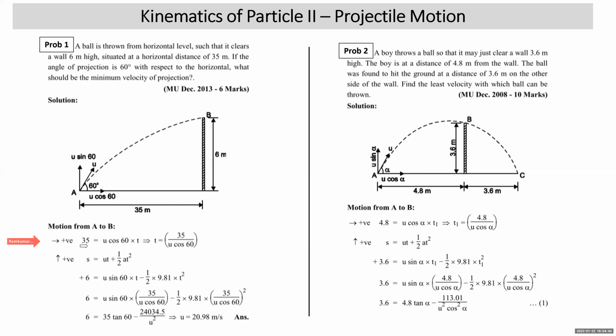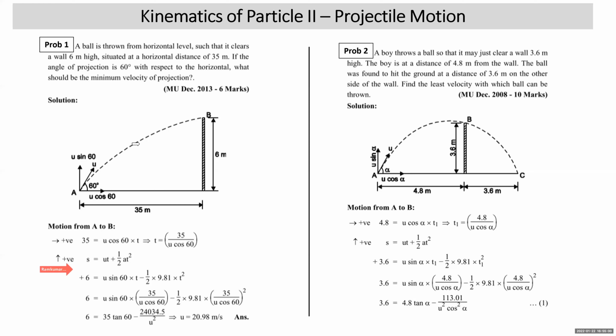Horizontal motion: horizontal displacement is 35. Horizontal component of velocity is u cos 60, into t. Here we have simplified it to express t in terms of u. If you simplify it, t becomes 35 upon u cos 60. Then we write the vertical motion.